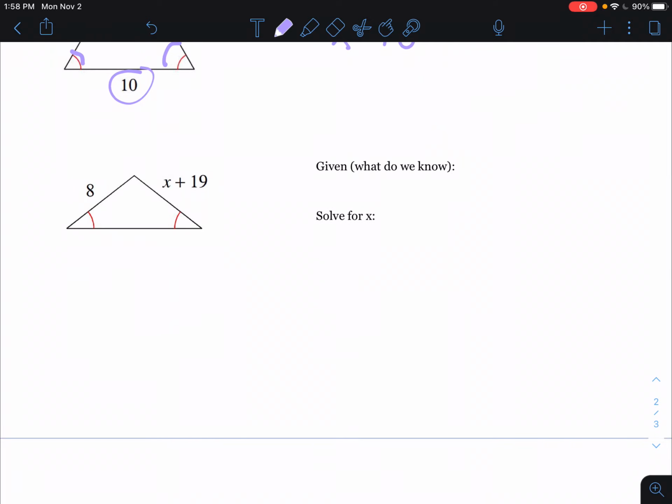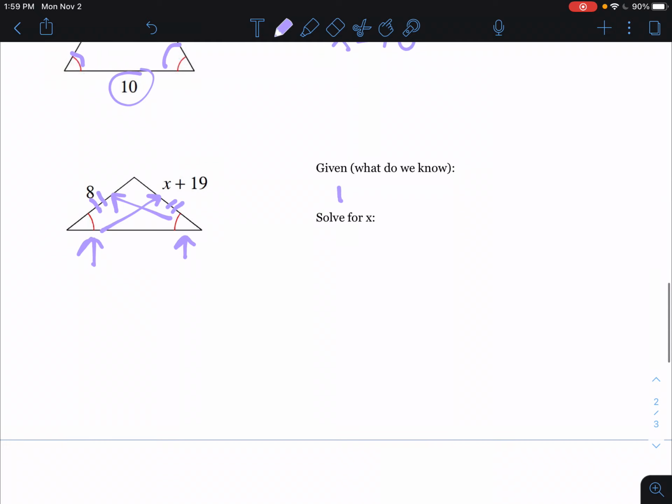All right, last one, a little bit of algebra. Once again, we're given that these two angles equal each other. That's what those little swoopies mean. So if we have two angles that equal each other in a triangle, what does that mean about the sides opposite them? It means the sides opposite them are also equal to each other. So this is an isosceles triangle. We know that they have the same base angles, which means that the sides across from them are equal.